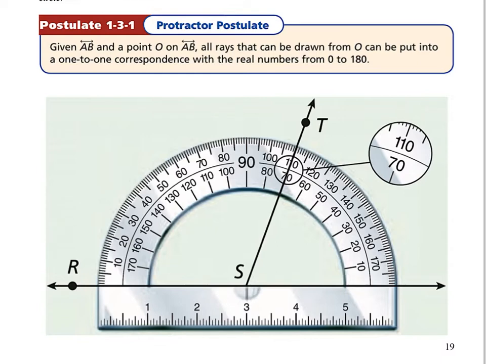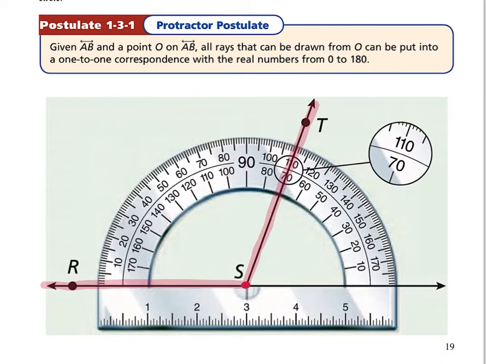So on our protractor, you can see that we have a line, and we're going to call this line RS. Okay, so that's the line. And point S is located at the center of our protractor, what they refer to in the protractor postulate as point O. So what we notice is there is a ray that has been drawn from point S to point T, or going through point T. And we can measure the angle that's created, angle RST, by lining up our protractor with the vertex of the angle, which we've done at point S.